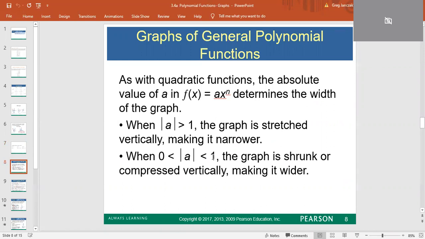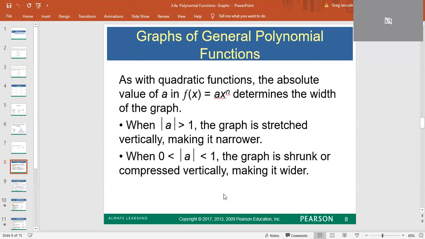When a is between 0 and 1, in other words, a fraction like 1/2 or 2/3, then the graph is shrunk, compressed vertically, and it makes it wider. So you want to put wider in there. So it makes the graph wider. So let's see what that looks like on the board.